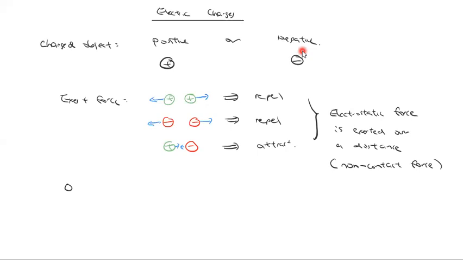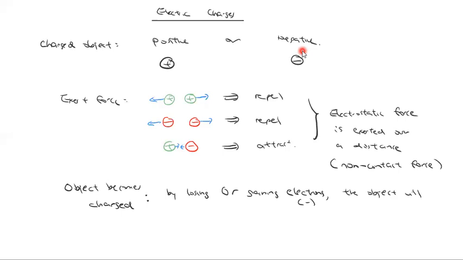Now, how does an object become charged? We discussed before that objects are made up of atoms, simplistically, and basically by losing or gaining electrons, and remember, electrons are negatively charged, the object will become positively charged if it loses them, or negatively charged if it gains them. And that's our basic idea.